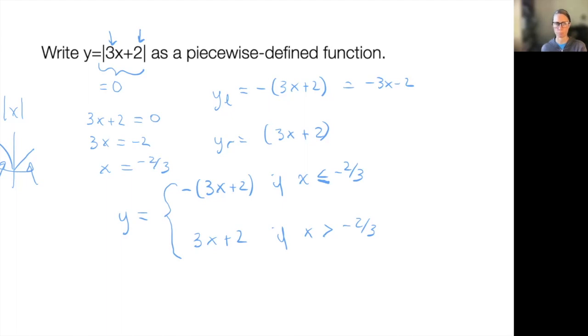So this is what we mean by writing an absolute value function as a piecewise defined function. And this is useful when we have to take limits or derivatives, as we will be doing for the rest of this semester.